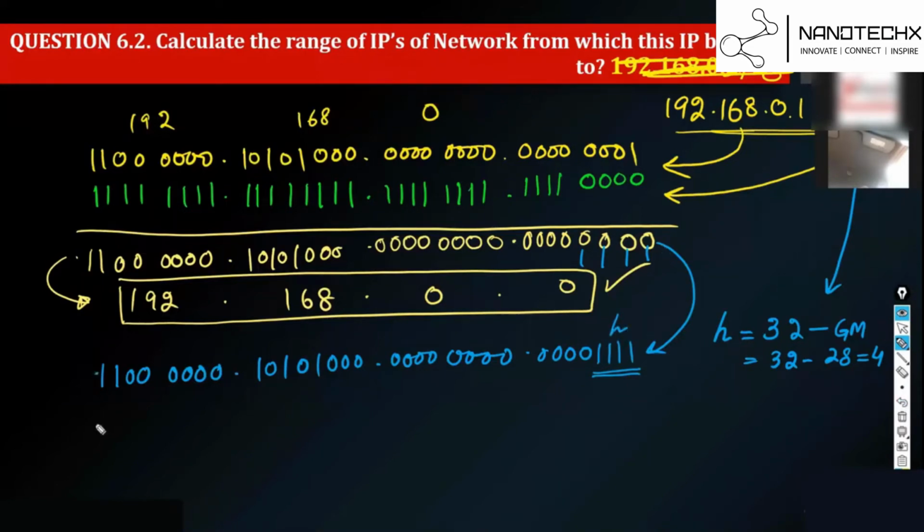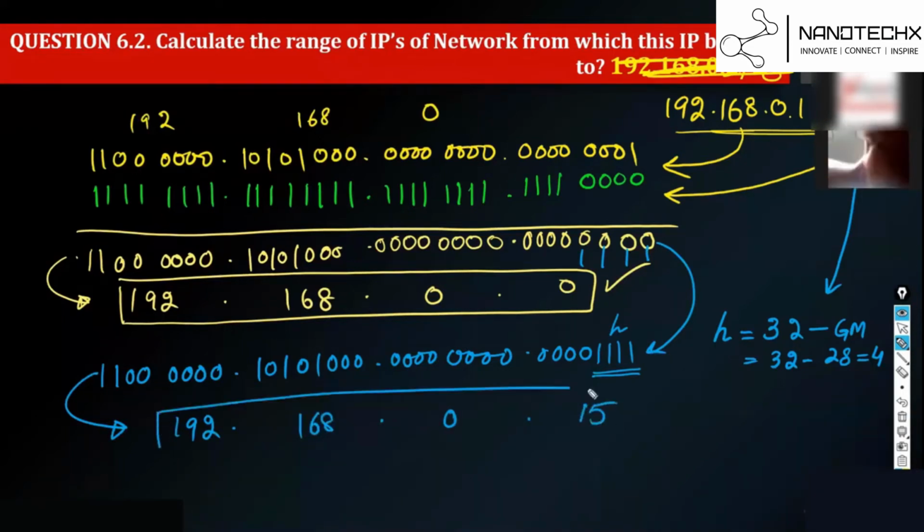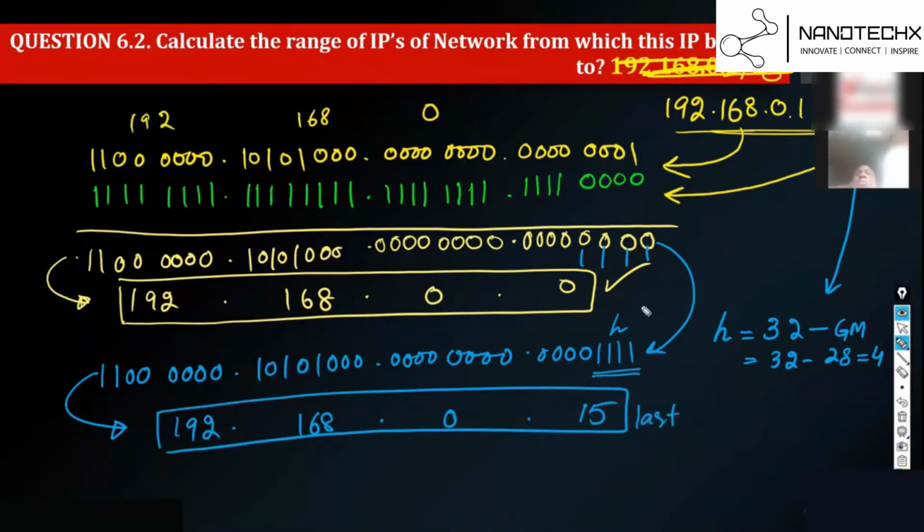So we convert it into our normal number. Normal number will be what? 192, this one is equal to 168, this is 0, and this one is equal to how much? 15. So this is our last IP address, right? This was our first IP address. So we now know what our last and first IP addresses are.